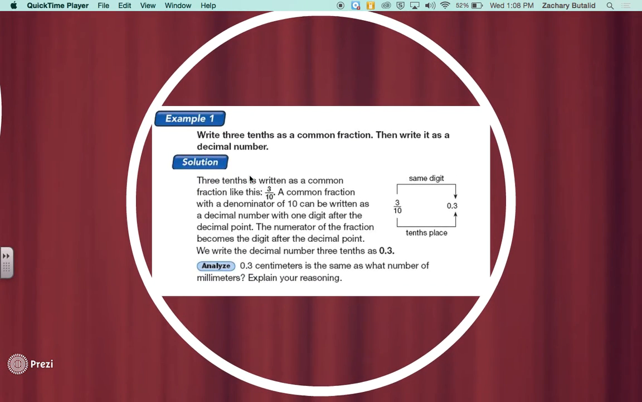So let's look at example number 1. We're going to write 3/10 as a common fraction, and then write that as a decimal number. Remember, if it says tenths, it's a 10 on the bottom. Pretty simple. As a decimal, the tenth spot is the first one to the right of the decimal. So this is what it looks like, 3/10, and we have the same digit, and the digit is in the tenths place.